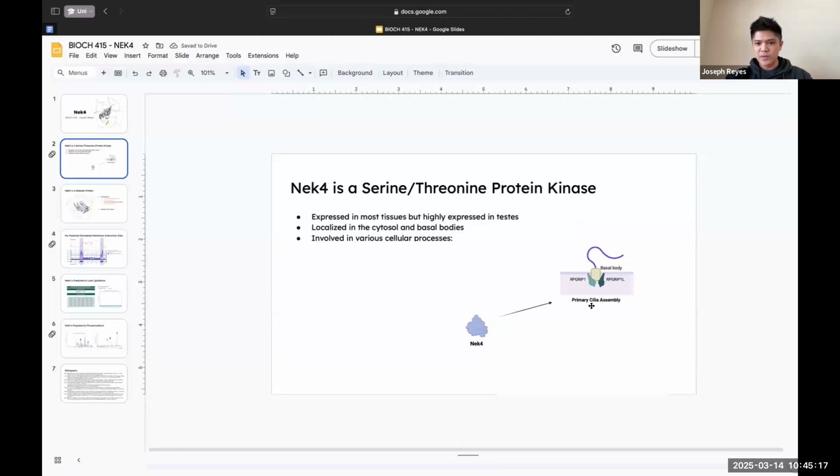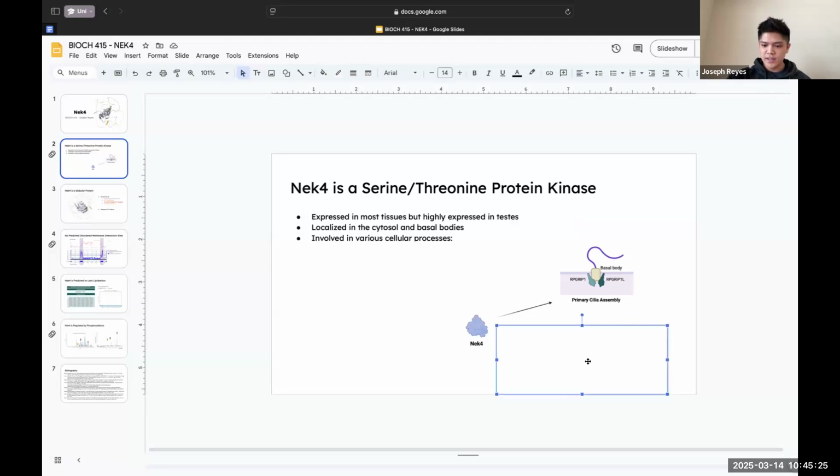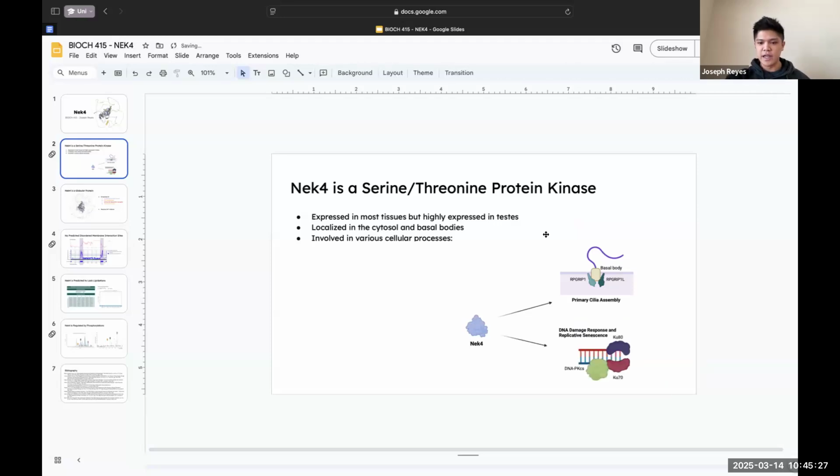the primary cilia assembly, where it interacts with RPGRIP1 and RPGRIP1L in the basal bodies of cilia. Secondly, the DNA damage response and replicative senescence, where it interacts with components of the DNA-dependent protein kinase complex and facilitates them to sites of DNA damage.